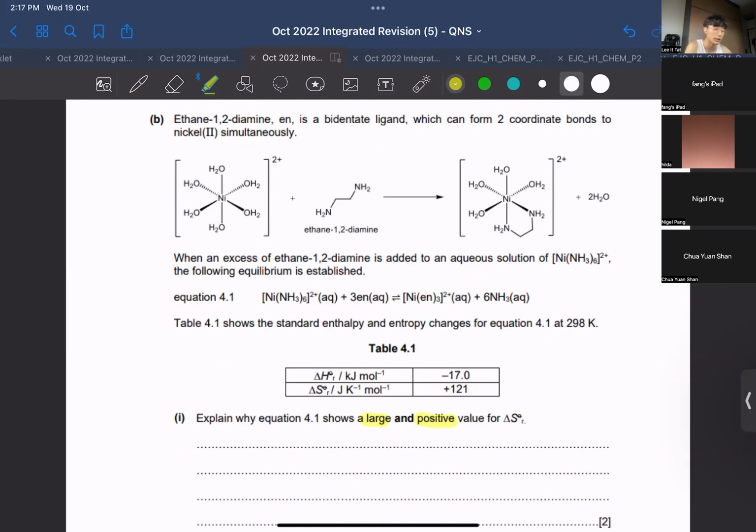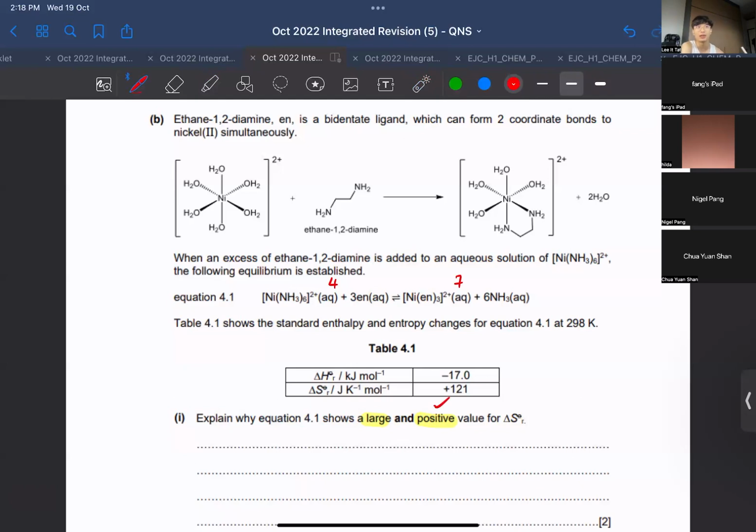I'll show you the answer later, and then you will see how it's structured. But the easier part to explain first is positive. So why is it positive? I'm sure most of you guys can see there is an increase in number of aqueous particles. Quite clearly from 4 on the left to 7 on the right. Increase in particles, increase in number of ways to distribute the particles. That is to explain positive.